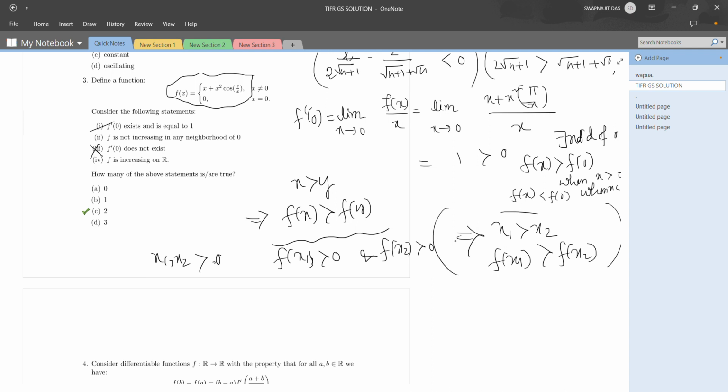Okay, so here if f of x1 greater than 0, f of x2 greater than 0, that is fine. There is some neighborhood. In that neighborhood, if you pick x1, x2 greater than 0, this will hold, but this doesn't imply that this will hold. Okay, so f is not increasing in any neighborhood of 0.